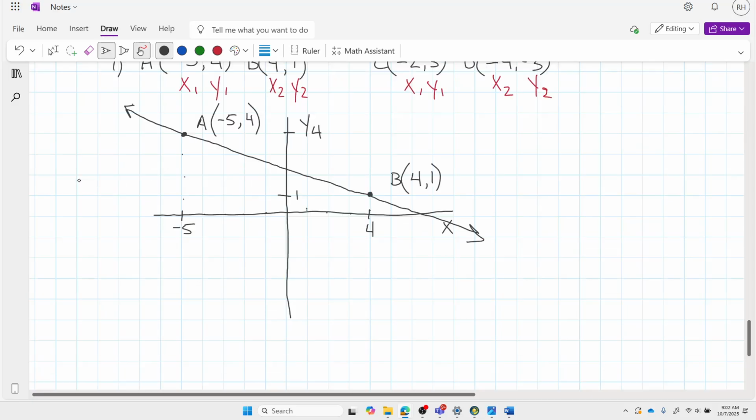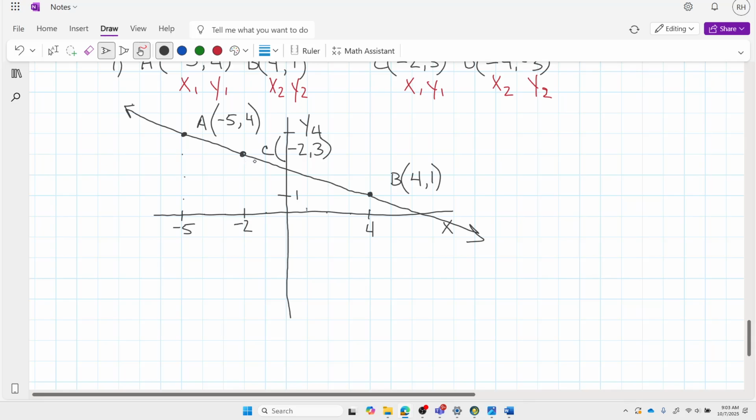Problem number 7 on page 197. Point C. How many do we got to go left on the x? Count again. 2. So we're going left 2. That's -2. And how many are we going up? We're going up 3. So point C is at -2 and 3. All right.